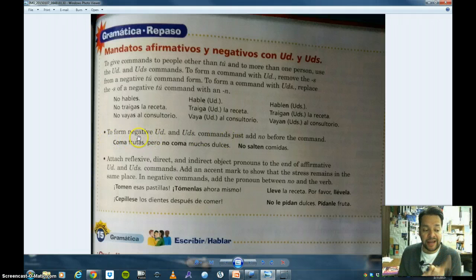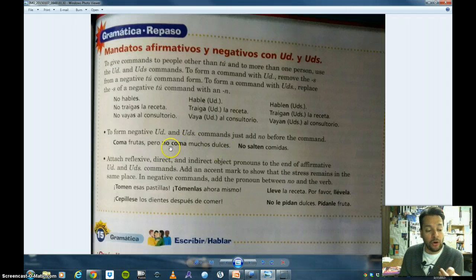To form a negative usted and ustedes command, you just add the word no before the command word. So thankfully, that's muy fácil. Take a look. Coma frutas. Okay, so you're telling usted to eat fruit. Pero no coma muchos dulces. But don't eat too many candies.